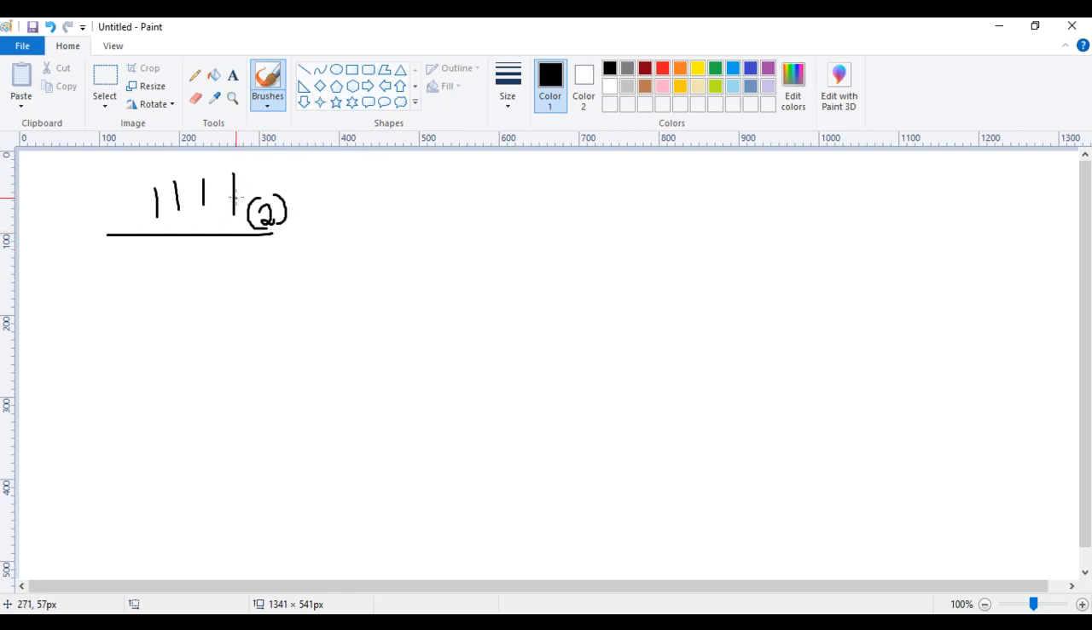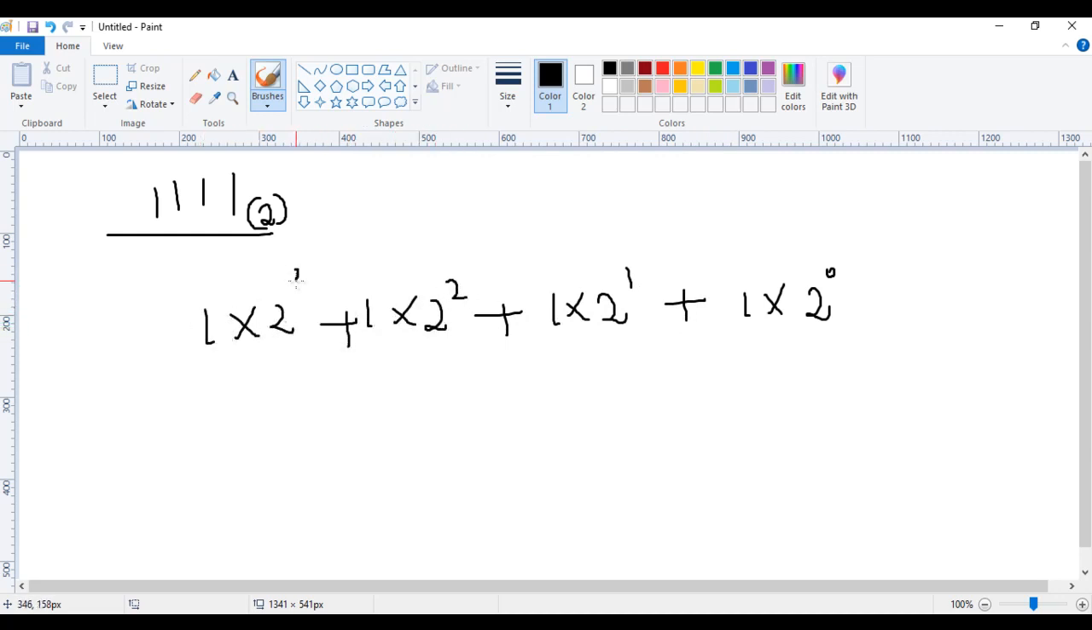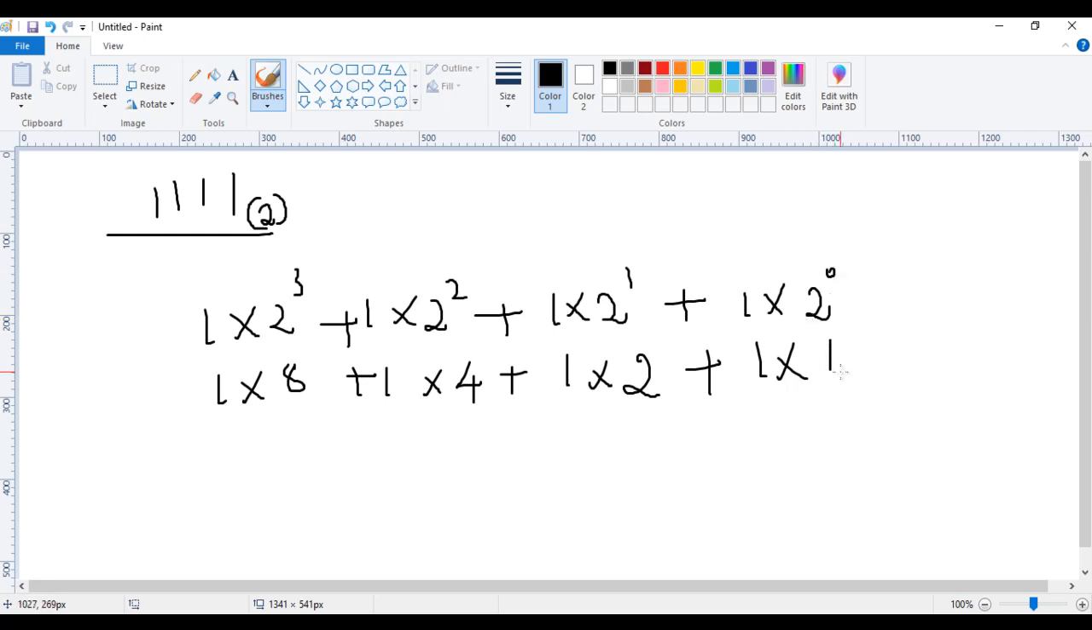So what we do, we start from the rightmost digit. So 1 multiplied by 2 to the power 0 plus 1 multiplied by 2 to the power 1 plus 1 multiplied by 2 to the power 2 plus 1 multiplied by 2 to the power 3. Like that we write: 1 multiplied by 2 to the power 3 is 8, plus 1 multiplied by 2 to the power 2 is 4, plus 1 multiplied by 2 to the power 1 is 2, plus 1 multiplied by 2 to the power 0 is 1. Anything raised to the power of 0 is 1.